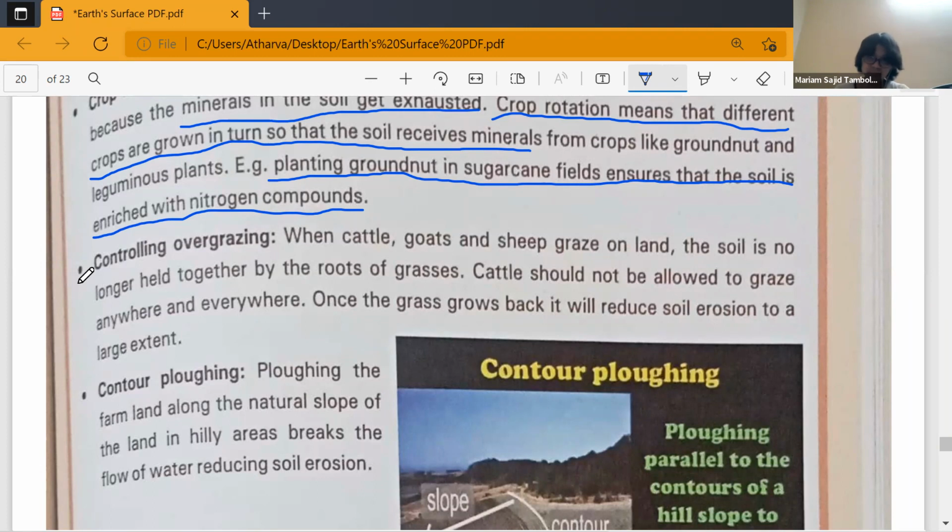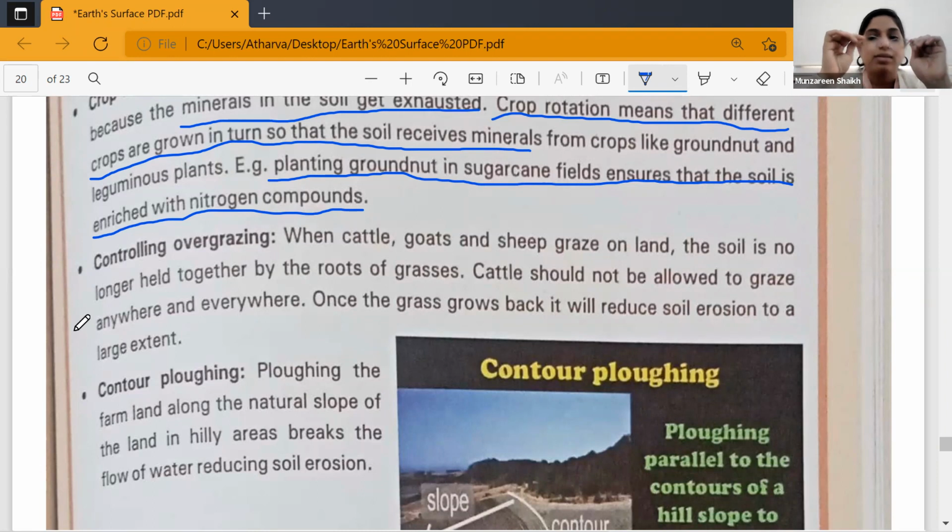So cattle should not be allowed to graze anywhere and everywhere, because if they do that, they will take away the grasses from their roots. Once the grass grows back, it will reduce soil erosion to a large extent. So cattle or goats should not be taken to one particular place every time, nor allowed to graze at any place. A specific place should be given to them so that it reduces soil erosion.